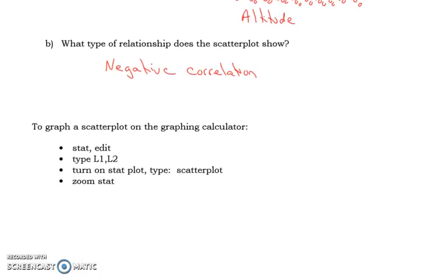So now what we're going to do is graph a scatter plot on the graphing calculator. And I've got the steps written here. We're going to go into Stat Edit and type the data into L1 and L2. So at this point, what I want you to do is open up the calculators, and you're going to put the altitude in L1 and the temperature in L2, and while you're doing that, I want you to pause the video, and I'll come back to show you how to get the scatter plot on the graphing calculator itself. So go ahead and press pause on the video.